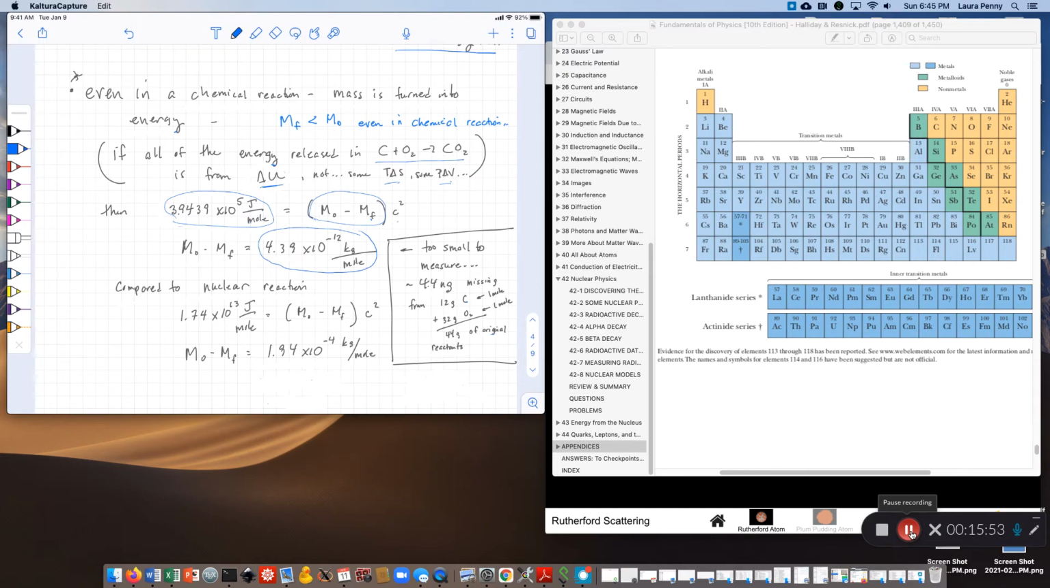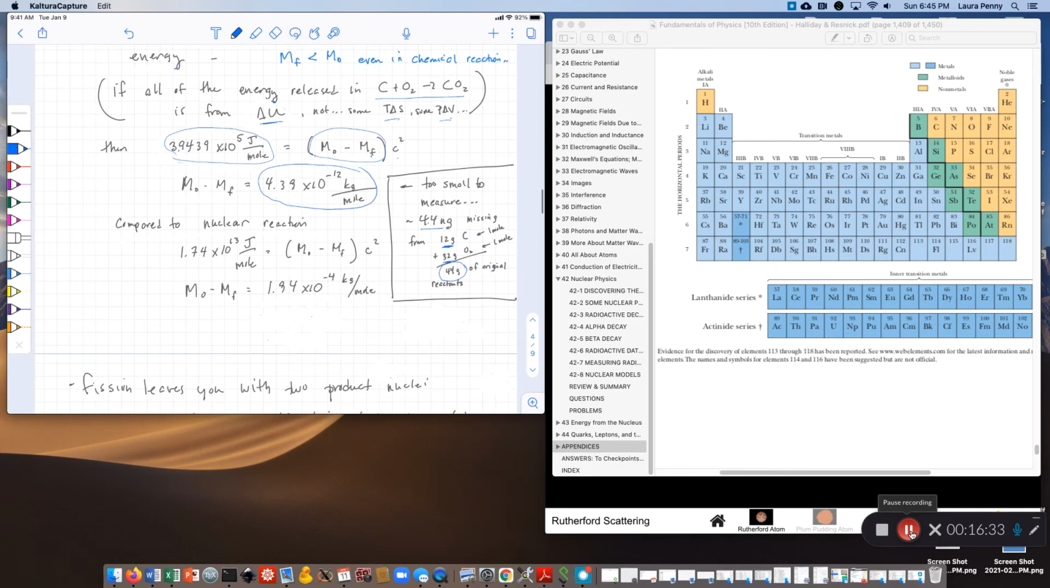I can't measure something that small when I am starting with 12 grams of carbon and 32 grams of oxygen for a mole of both of them, so I have 44 total grams in my reactants. I'm only missing this 4.4 times 10 to the negative 12 kilograms. Or if I write that in grams, I'm only missing 4.4 nanograms. I'd have to be able to measure the masses of my samples to the 9th decimal place, and I just can't measure that.